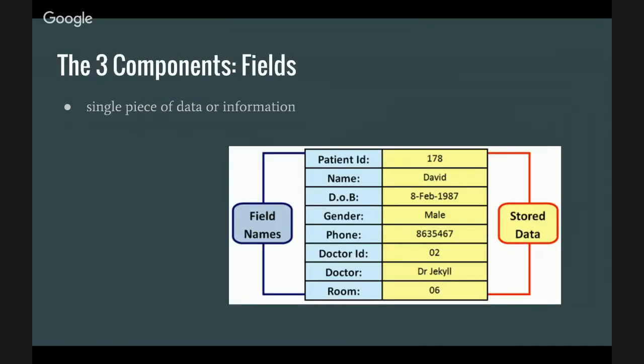So the first component is fields, and a field is like a single piece of data or information. On the left, you see the patient's ID, their name, the date of birth, etc. These are the field names, and each is one piece of information that you can use to categorize other pieces of information.